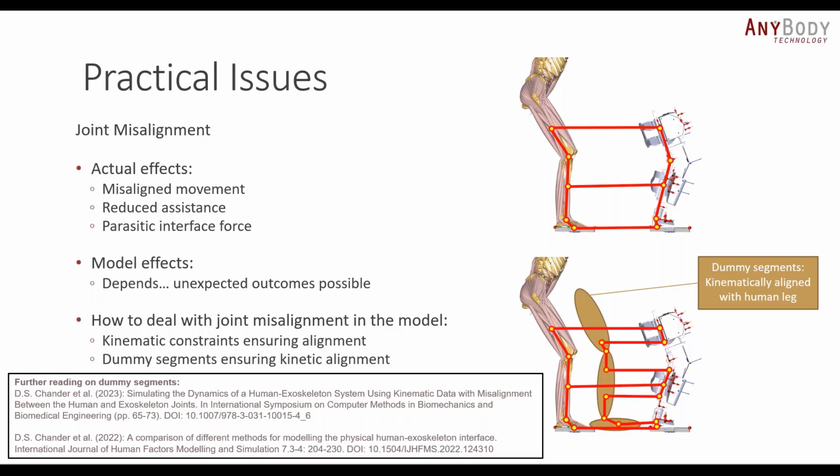You could add some kinematic constraints that ensure that the exoskeleton joints are aligned with the human joints. The other way, which we used in this model, was to add some dummy segments which ensured kinetic alignment. Just to go briefly over it, we added these three dummy segments in this model. Normally you would have the model of the human leg and the model of the exoskeleton, connected at the different points at the interface. This is kind of the kinetic chain, and we added dummy segments in this chain to make a dummy leg.